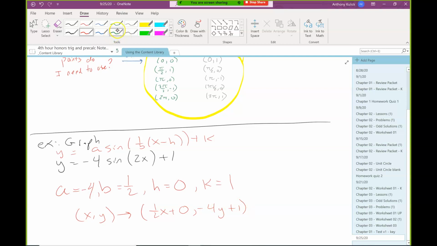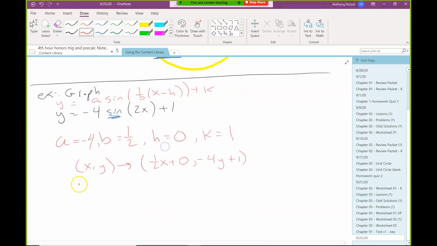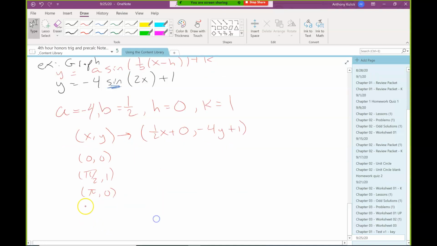And because we're graphing a sine function, I'm going to be using the key points for sine. So I'm just going to copy those down from above. And then to get my transform point, I'm going to plug my x in for the x spot and my y in for the y spot.